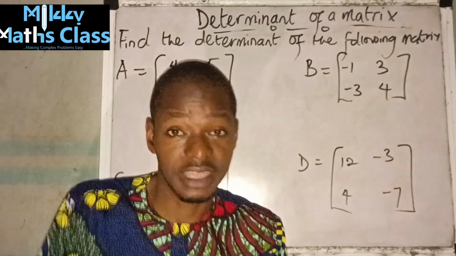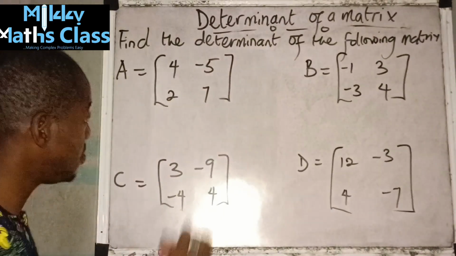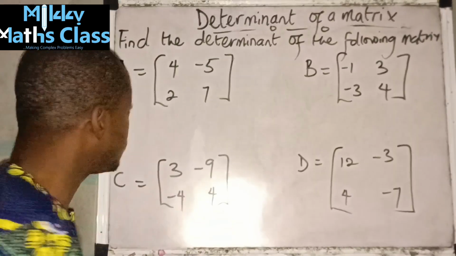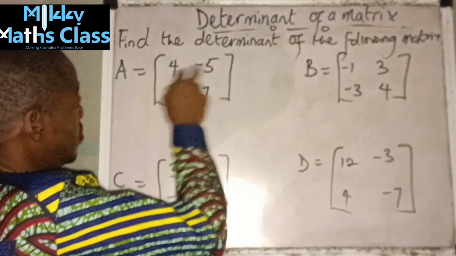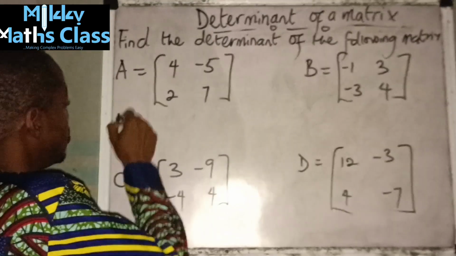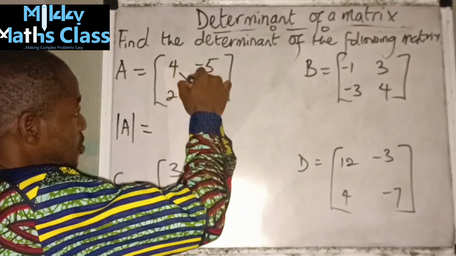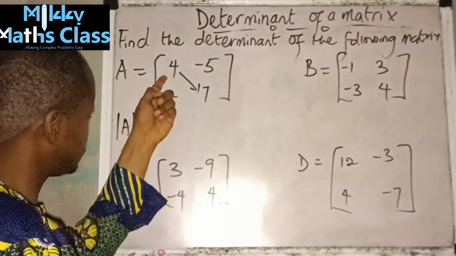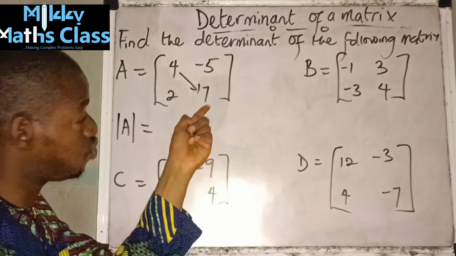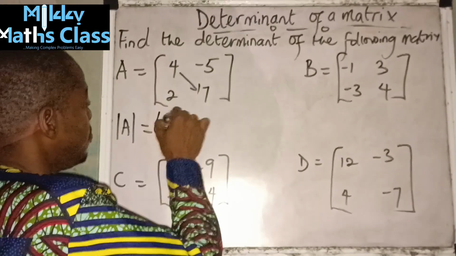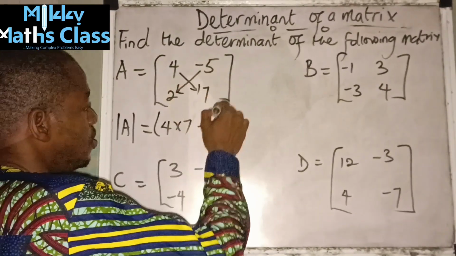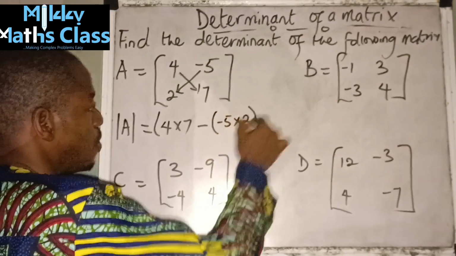All right, let's look at further examples. Still on the determinant of a matrix. We are still dwelling on 2 by 2 matrices. So look at this. This is 4, negative 5, 2, and 7. Just like in our usual style, the determinant of A will be this times this. The first element, row 1, column 1, times the last element, row 2, column 2. So that's 4 times 7 minus this times this, negative 5 times 2.